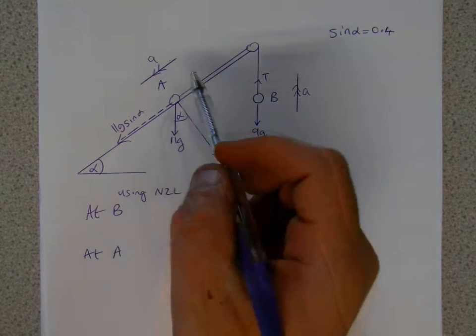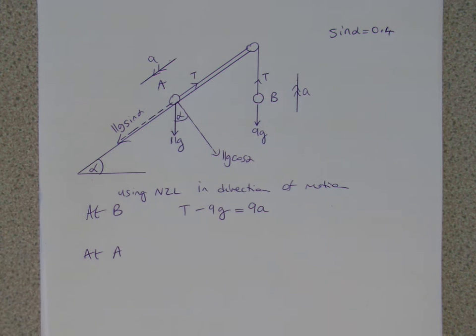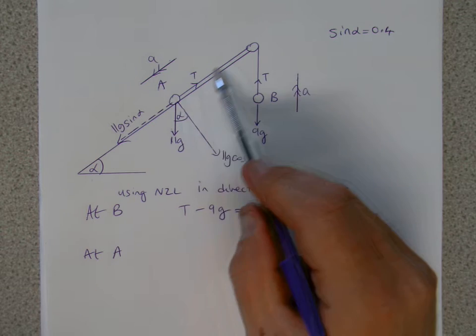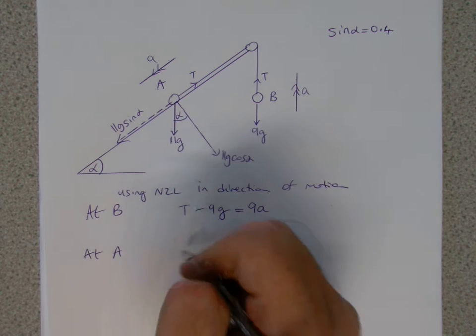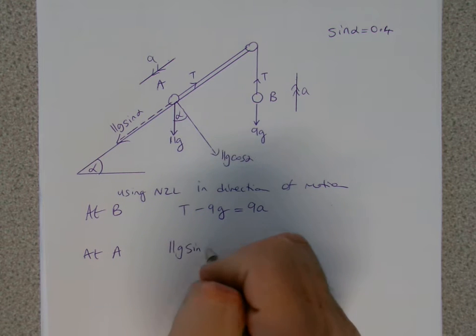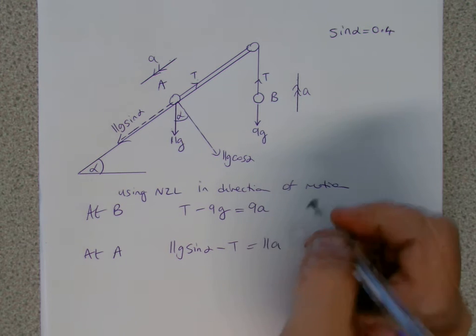You'll notice I haven't put the normal reaction in, which is perpendicular to the plane, because I don't need it. I'm not resolving perpendicular to the plane, I'm resolving in the direction of motion of that string. So I've got 11g sine alpha, take away the tension, and that will equal mass, which is 11 times A.